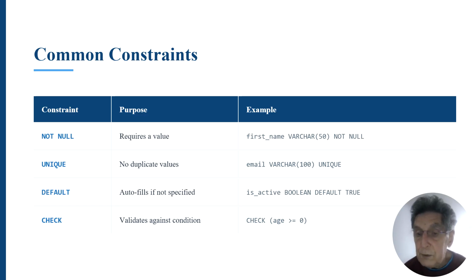Default autofills if no value is provided. is_active Boolean default true means new records start as active. Check is a custom validation rule. Check age greater than 0 means no negative ages are allowed in that column. You can layer constraints. email varchar(100) not null unique means it must have a value and it also must be unique.